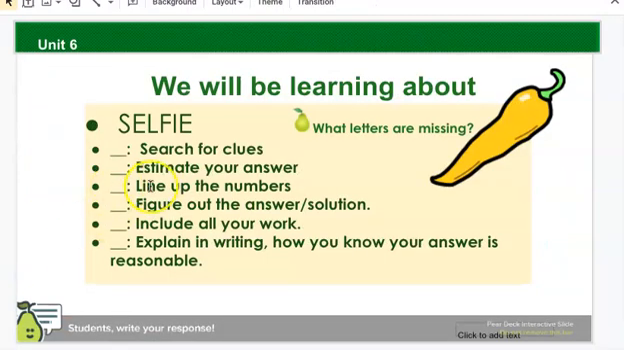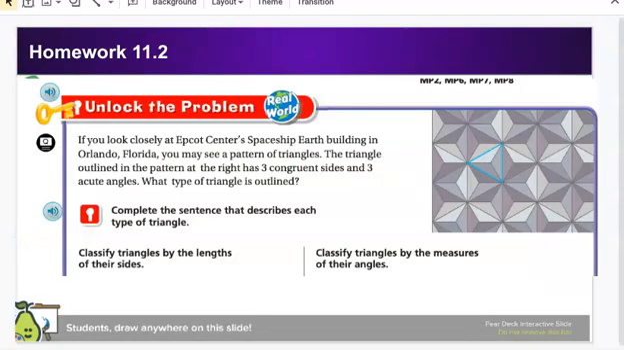All right, so remember when we solve our problems, we search for clues, we take a selfie, we estimate our answers, we line up the numbers, we figure out the answer and solution, which is your F. For I, you include all your work, and E stands for explain in writing how you know your answer is reasonable.